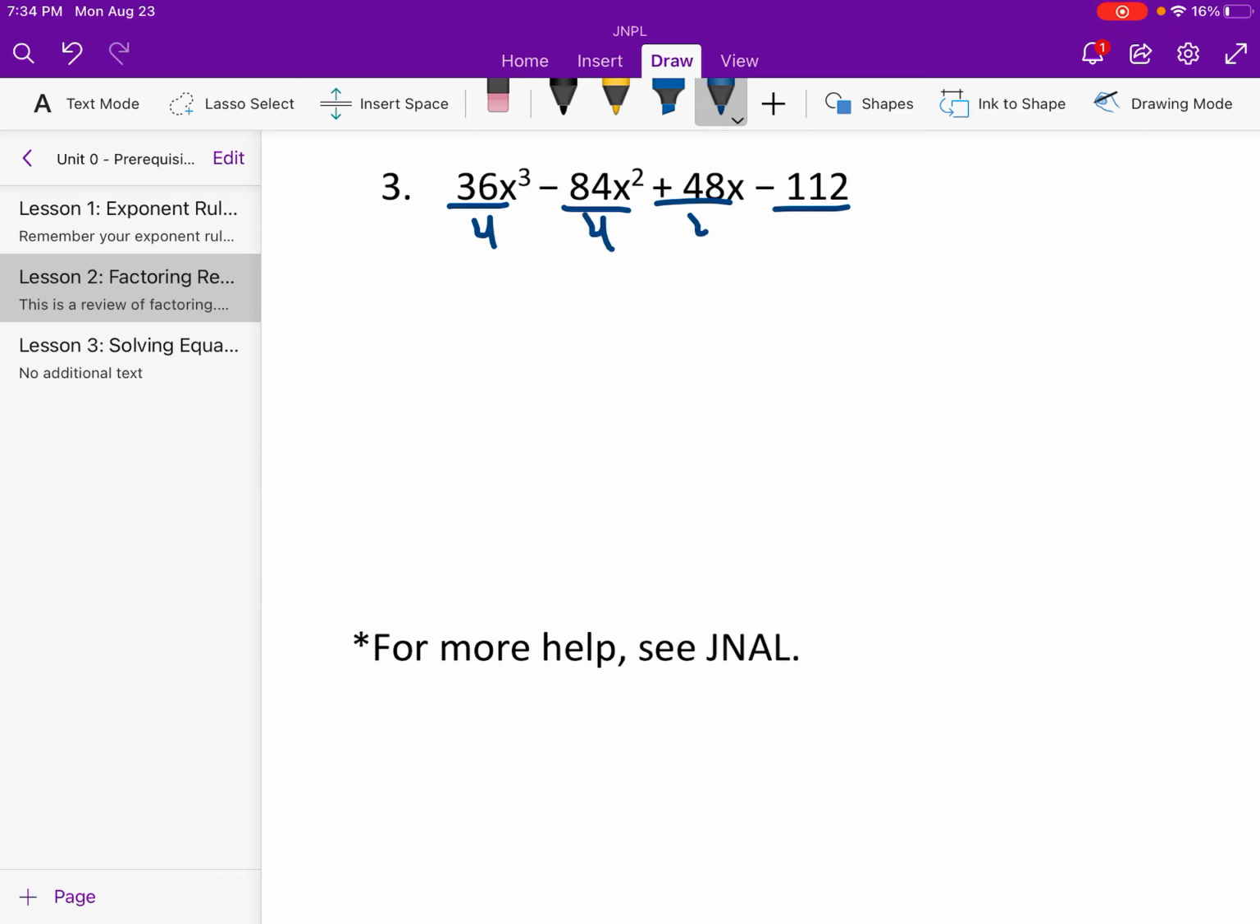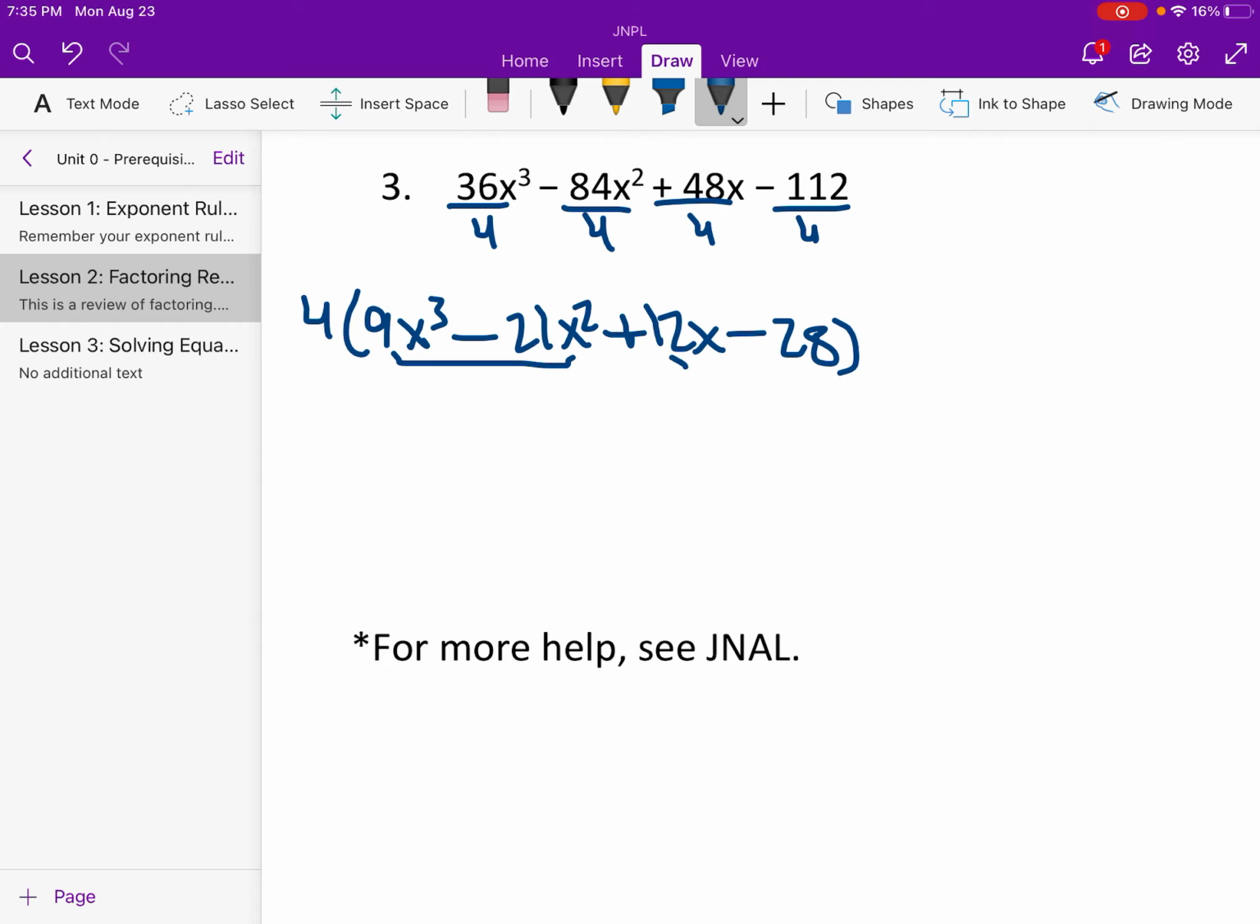And it doesn't need to be negative, because this has a positive coefficient. So then that would leave us with the 4 here, 9x cubed minus, we have our 84 divided by 4, which gives us 21x squared, plus 12x minus 112 divided by 4, which is 28. You may have to do that without a calculator. And that's what we get. But we want to group now because we have four terms and we can group.